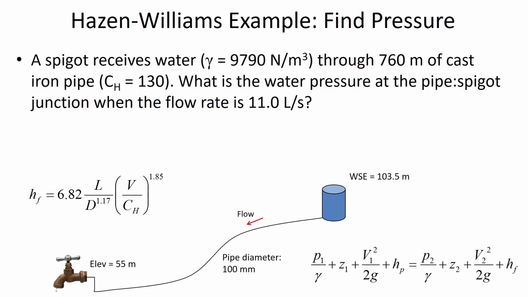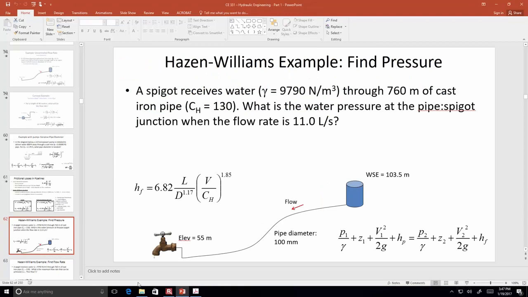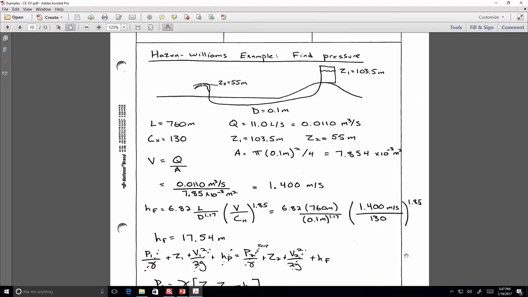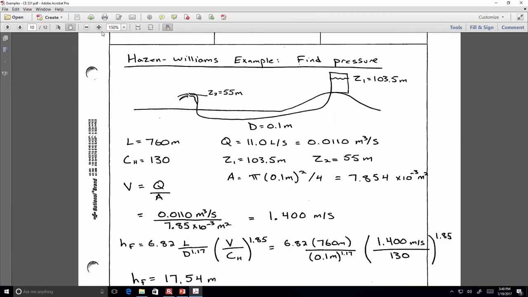When you substitute in the velocity, I think the velocity you should have calculated is 1.4 meters per second. Is that right? All right. So if we have a flow velocity of 1.4 meters per second, we substitute that into the Hazen-Williams equation and get 17.54 meters of losses.